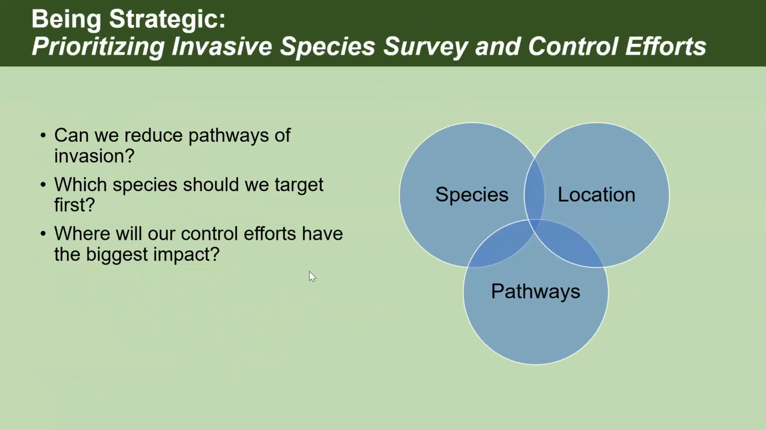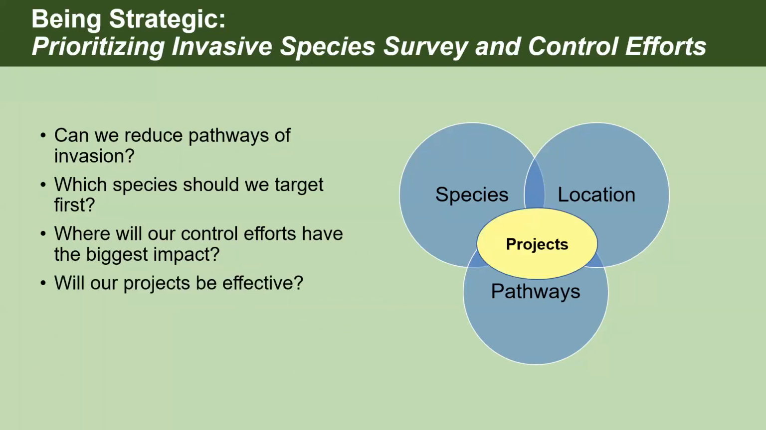All right, so just in general, when we're thinking about prioritization for invasive species, we're thinking about all these different lenses as natural resource managers, thinking about pathways, of course. How can we reduce those pathways of invasion? What species should we be targeting? Where will we have our biggest impacts if we do control or survey work? And within that, connecting any of those different lenses are projects that we work on. Usually these are site-specific and or species-specific projects that we're delving into.